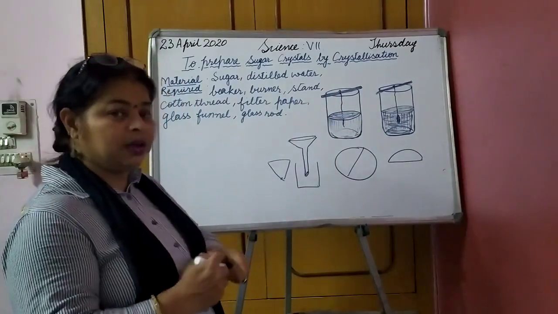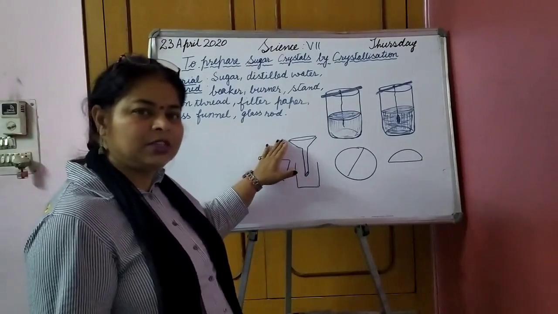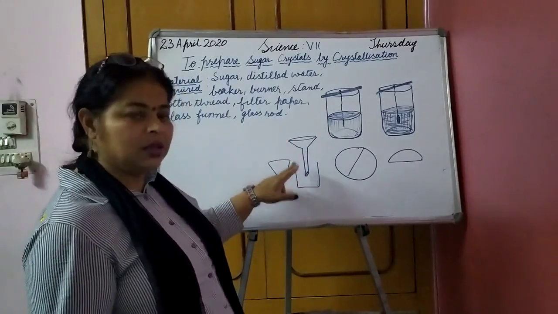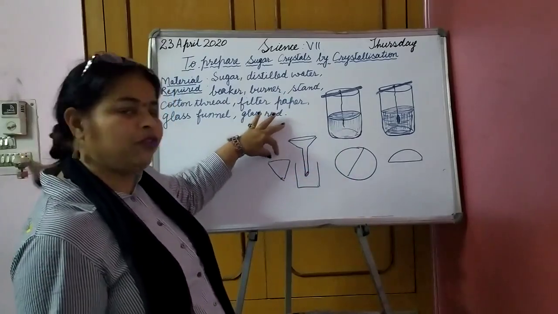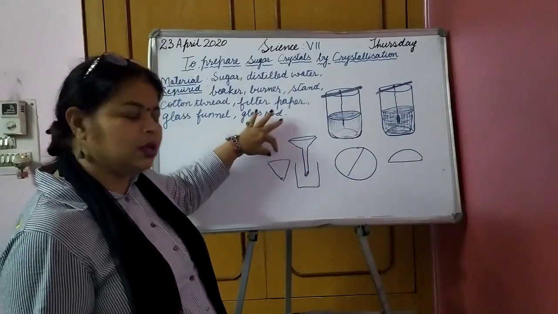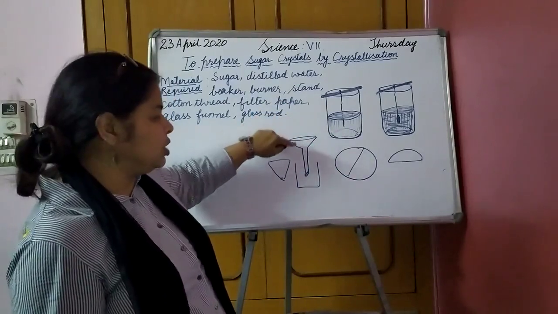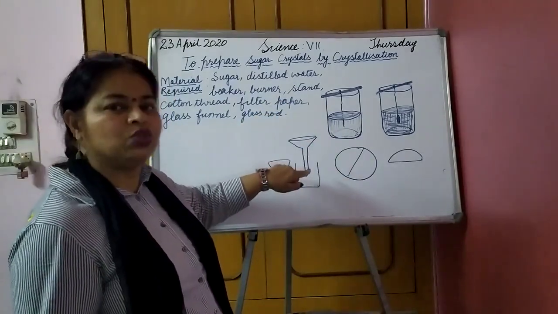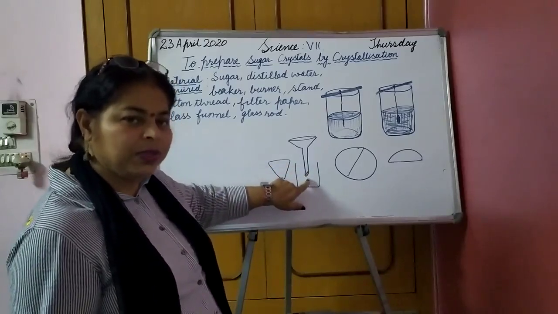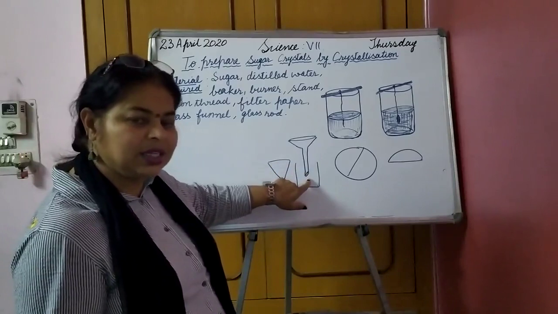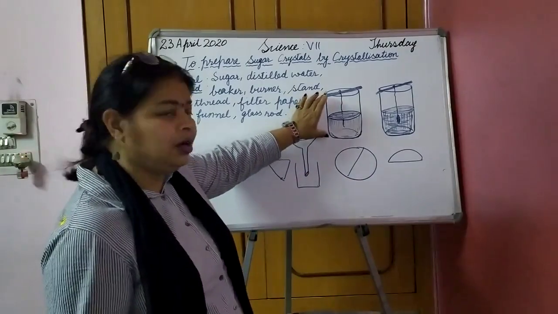Okay, I am again repeating. When we have filtered that supersaturated solution with this method, we put a funnel, in that funnel we put the folded filter paper, and then through this we pour that supersaturated solution. We will get the filtrate over here. Now this filtrate, which is collected in the beaker, is kept undisturbed.